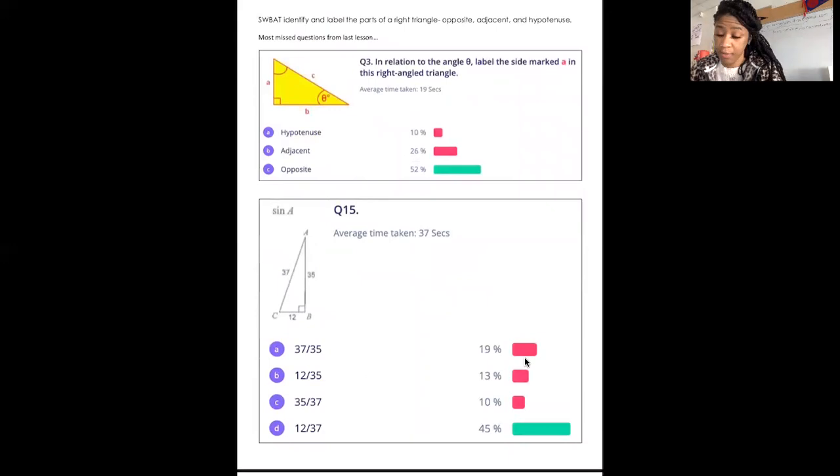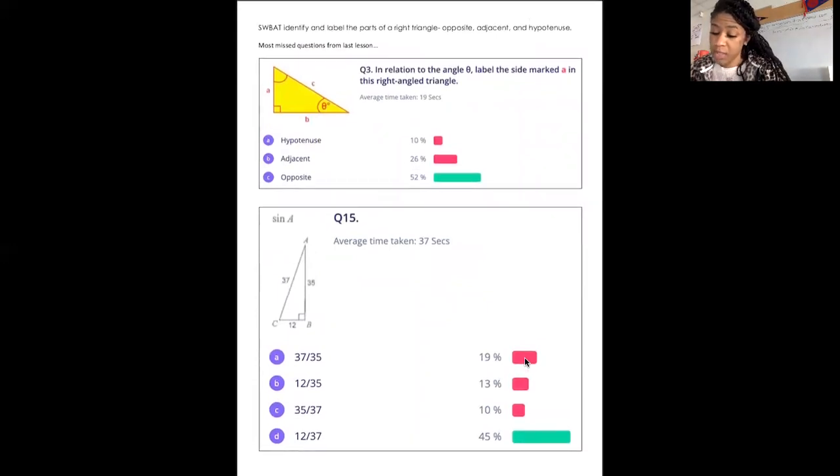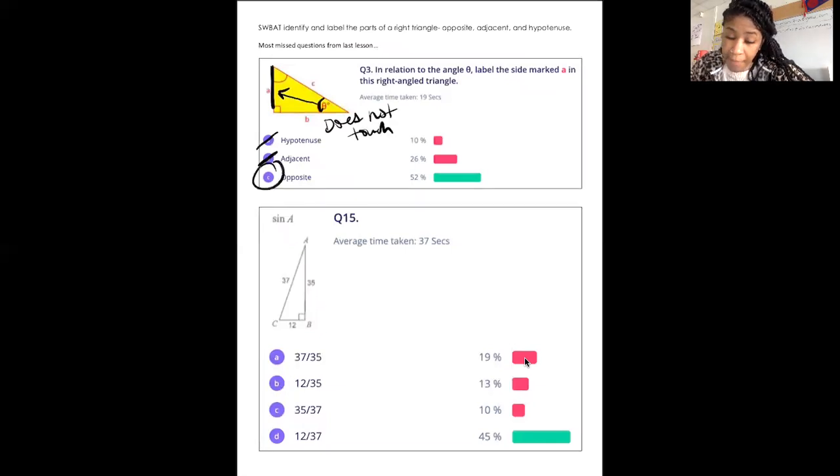on the quizzes. Number 3 says, in relation to the angle theta, label the side marked A in this right angled triangle. So here's the angle here. A is directly across. We know it's not the hypotenuse because the hypotenuse is the longest one. And we know that A does not touch. Therefore, if it does not touch, it can't be the adjacent. So the answer was opposite. The side A is directly across from the angle. It's opposite the angle.